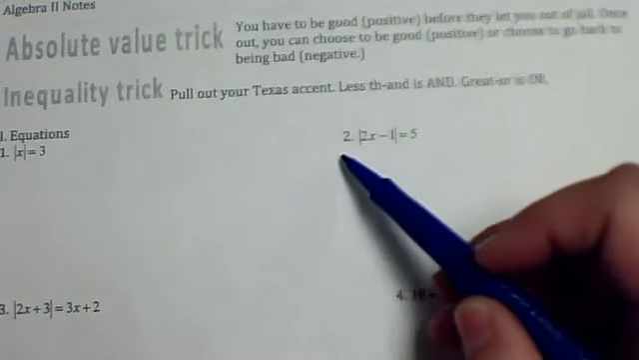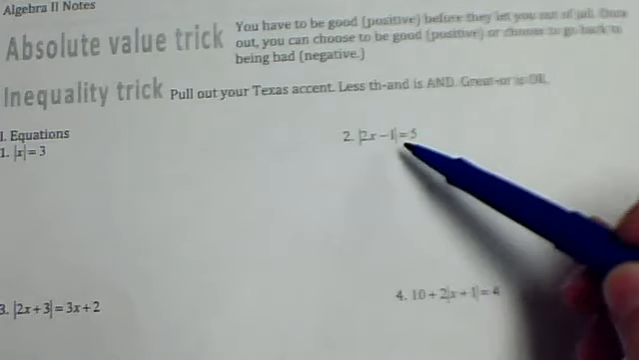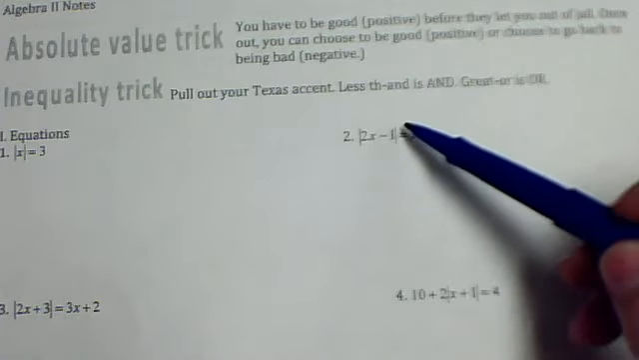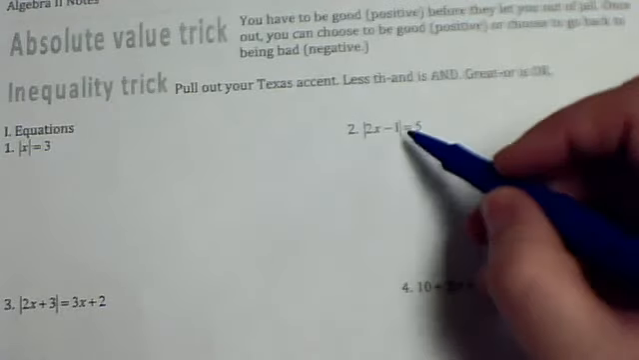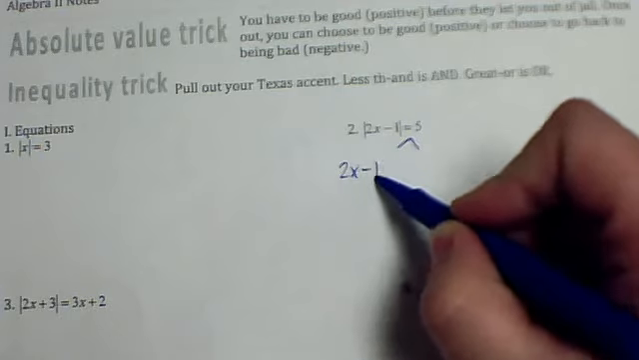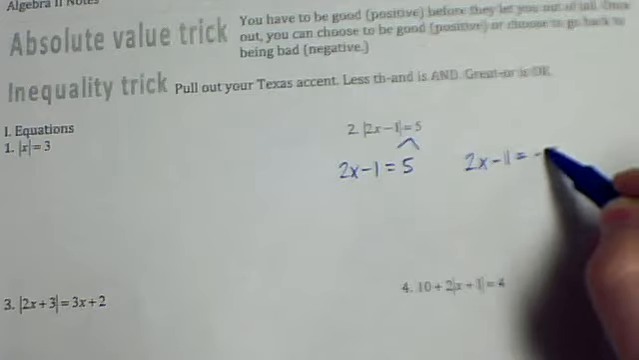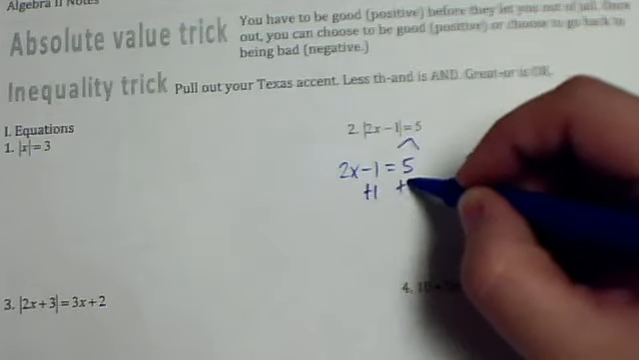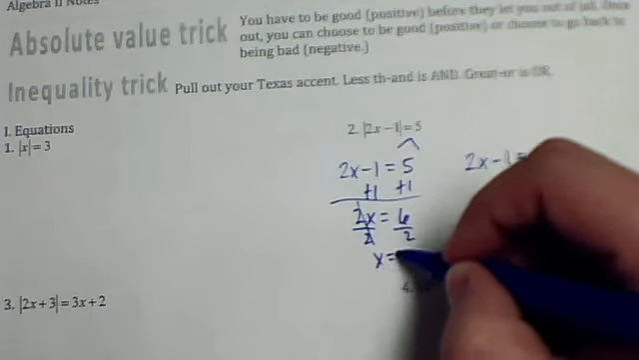So I'm going to look at number 2 first. We have our bars, we're in jail. In order for us to get out, it has to be positive. So this number right here is positive, so that's good. Now, to get rid of the bars, I can either choose to be good, so positive, or I can choose to be bad, so negative. Taking that answer, you're going to make one positive, one negative, and then solve like normal. So add 1 to both sides, so 2x equals 6, divide by 2, so x equals 3.